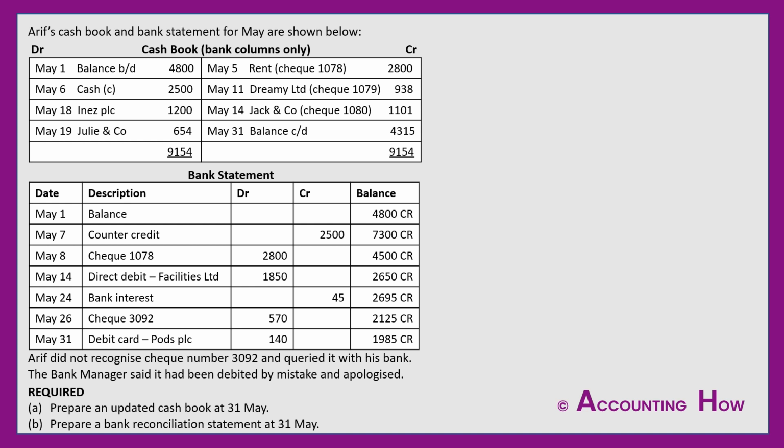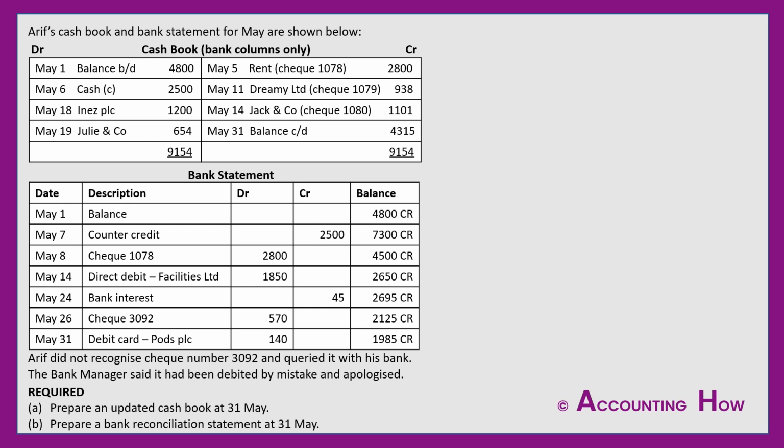Here we go then. So we've got Arif's cash book and bank statement for May shown below. And you'll remember from the first video, the cash book in these sorts of questions typically only shows the bank columns because we're only really concerned with the bank. We don't need the cash column or indeed the discount columns. There's his bank statement. And underneath, we're being told then Arif did not recognise cheque number 3092 and queried it with his bank. The bank manager said it had been debited by mistake and apologised.